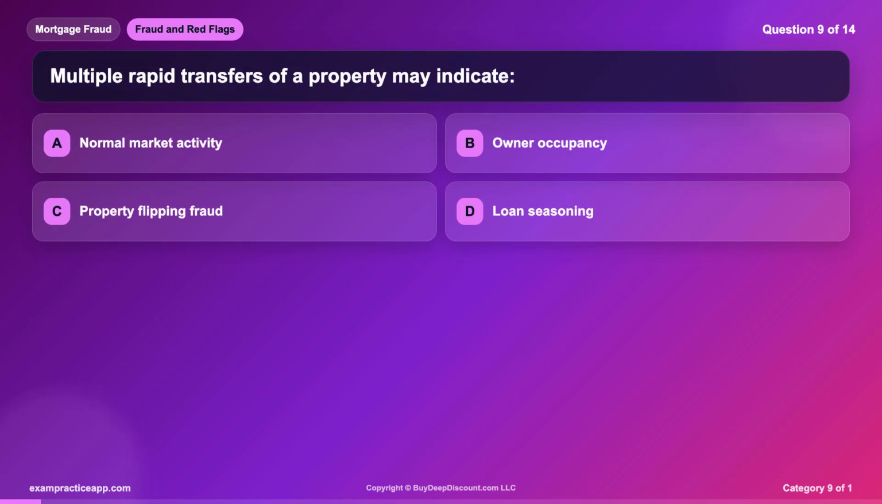Question 9. Multiple rapid transfers of a property may indicate, option A, normal market activity. Option B, owner occupancy. Option C, property flipping fraud. Option D, loan seasoning. Take a moment to choose your answer. The correct answer is option C, property flipping fraud. Explanation: rapid transfers often accompany inflated values.